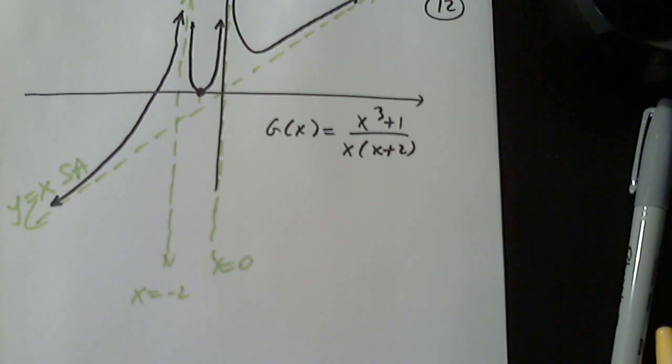X to the third plus 1, and divide by x squared plus 2x. Close. I will not change the viewing window, maybe, maybe not. I'm going to see if the minimum on the right hand side shows up. I would use the standard. If it doesn't, I have to make adjustments.